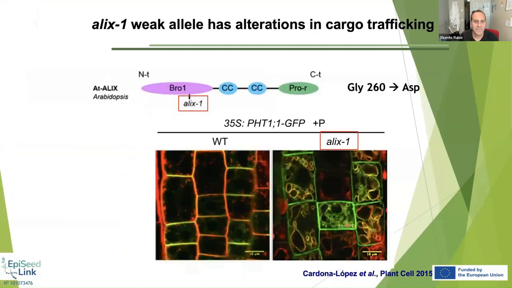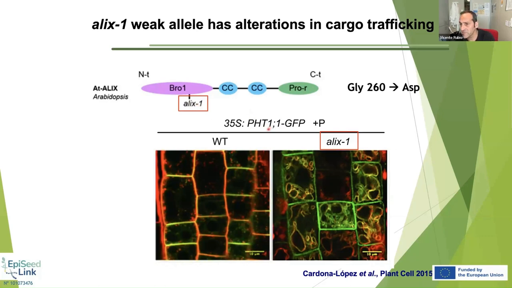And you see here our mutation in the Bro1 domain, this point mutation here. There are two different coiled-coil domains and a proline-rich region. Each of them allows interaction with different protein complexes. So what we found is that our point mutation was affecting the trafficking of different cargo proteins.